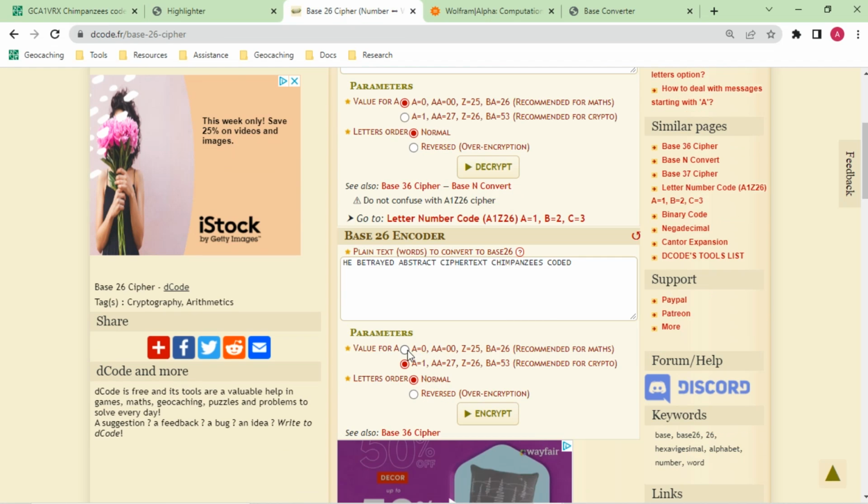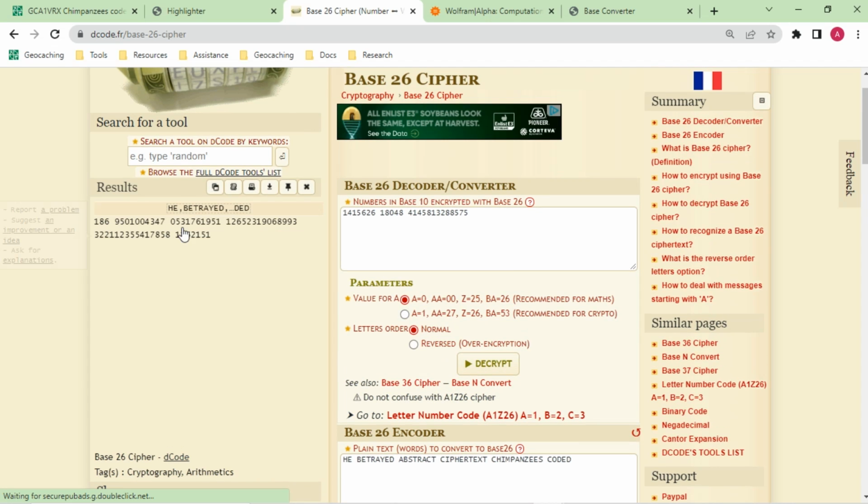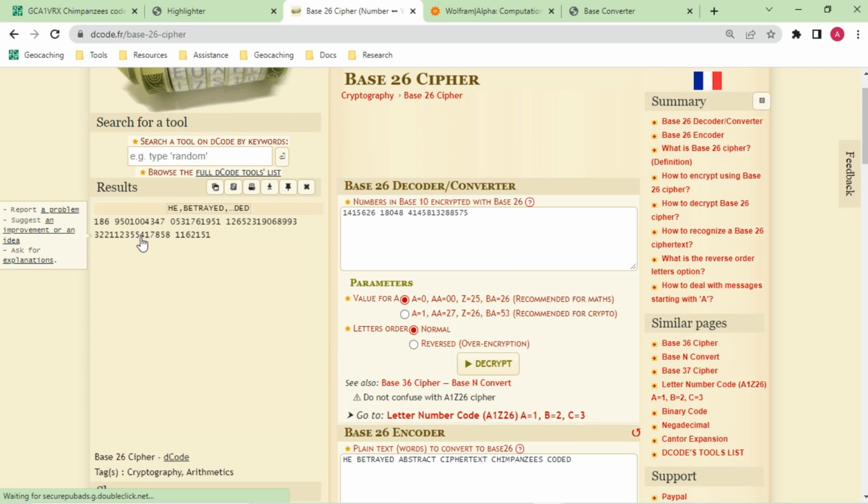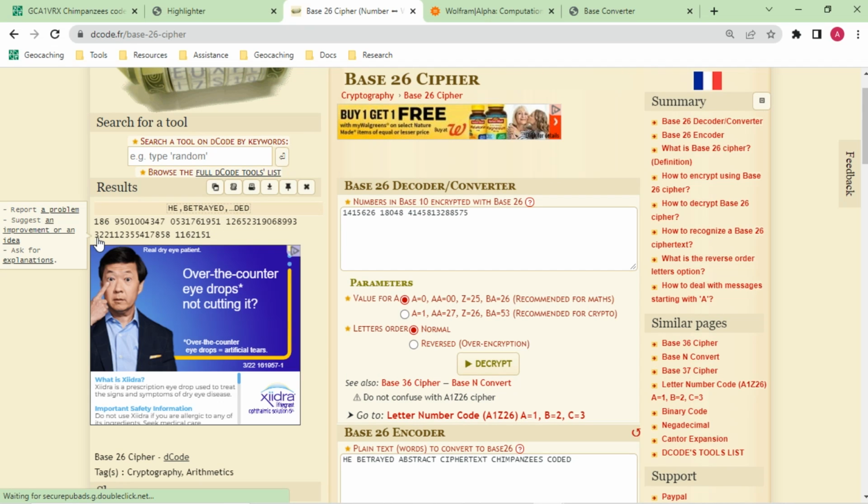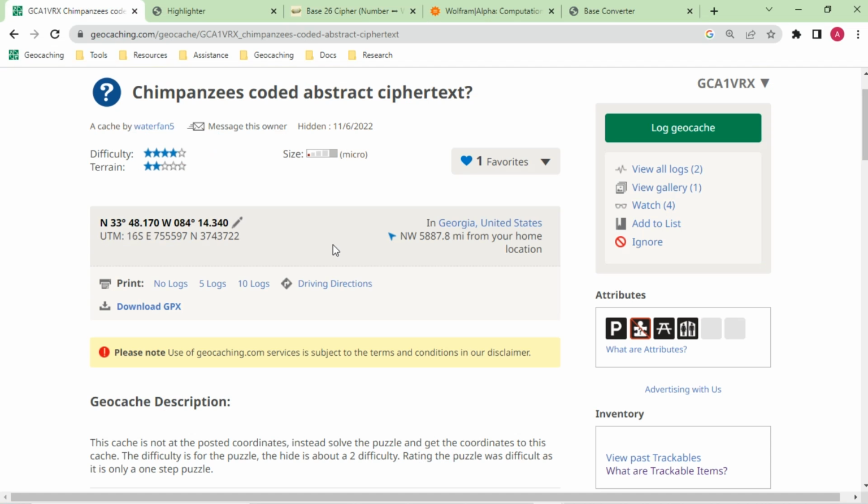However, if we do A is 0 and we say encrypt, we now see different numbers, and we still see a 15-digit number, but now it starts with a 3. That is a lot more promising, since the 15-digit number starts with a 3. That is the same here.